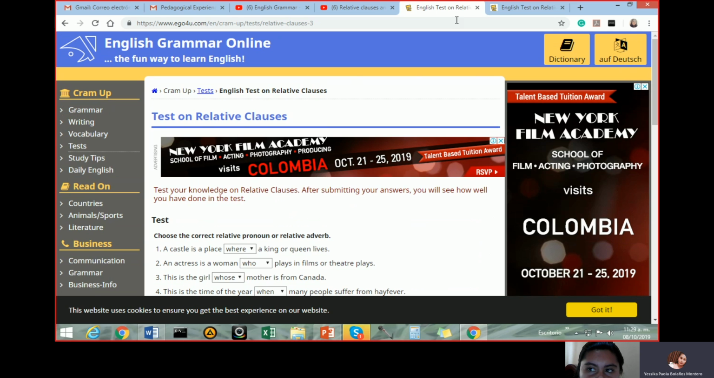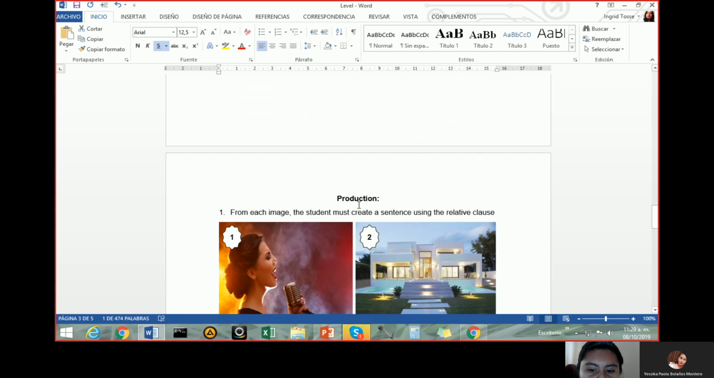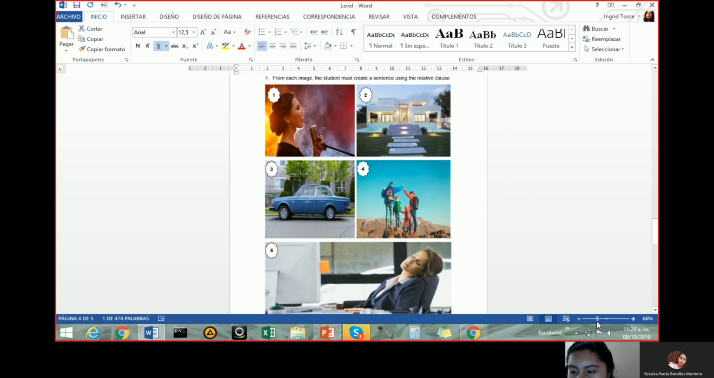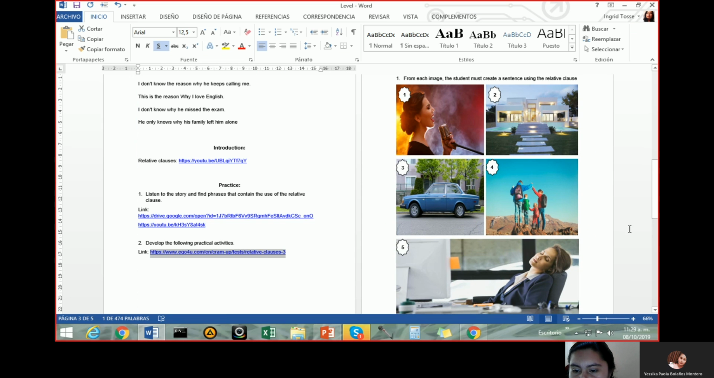Now, this is the practice, and now finally we go to develop the production. We have 5 images. It's possible that you create a sentence using the relative clause for each one.